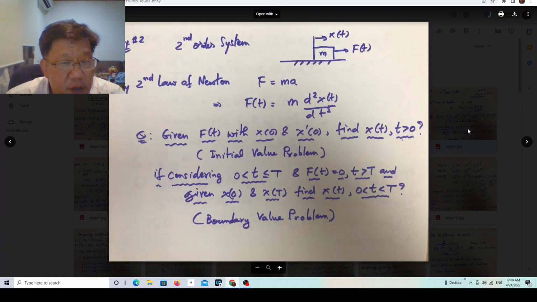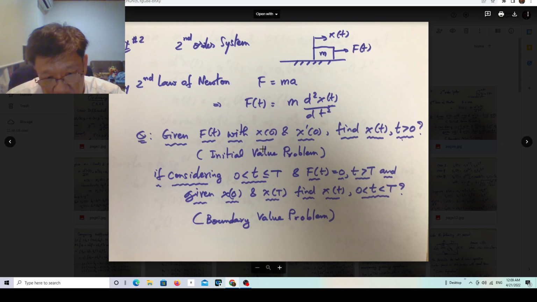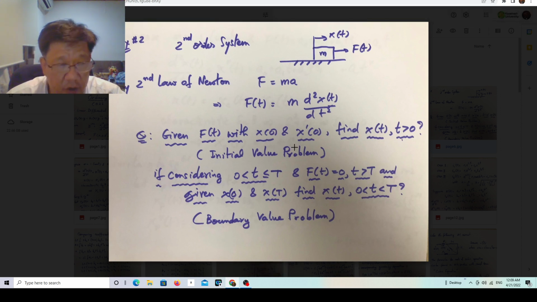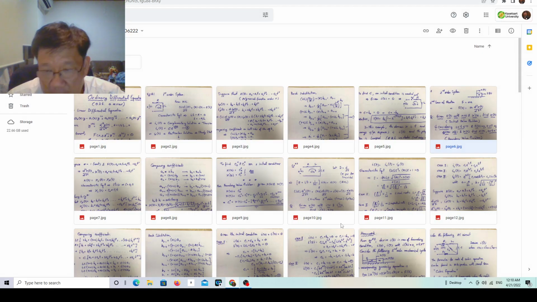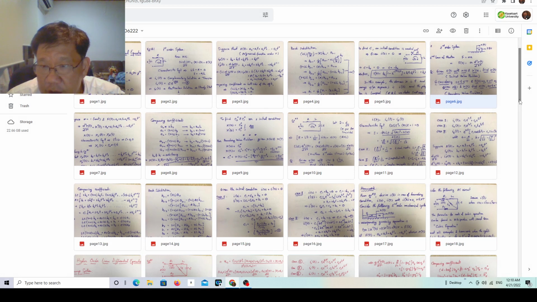On page 6, this is a given second order system, the classical second law of Newton's. Suppose you are given a boundary condition. What would be the general formulation for the displacement function, given the initial value condition problem? And along the way, we also ask you many questions after this.